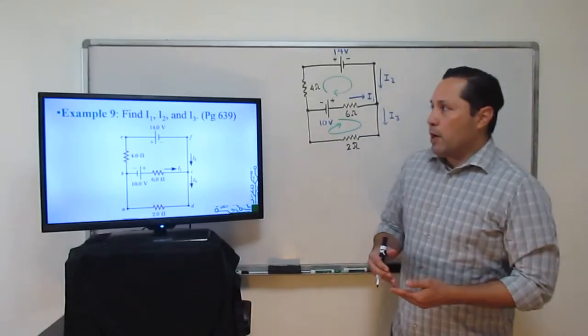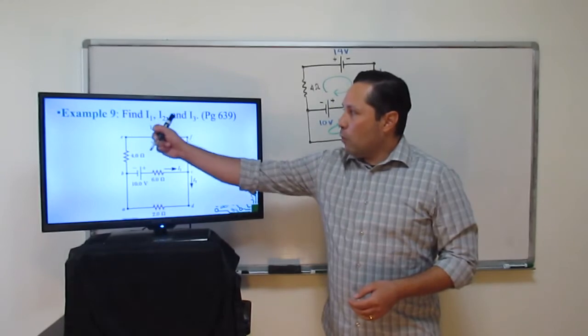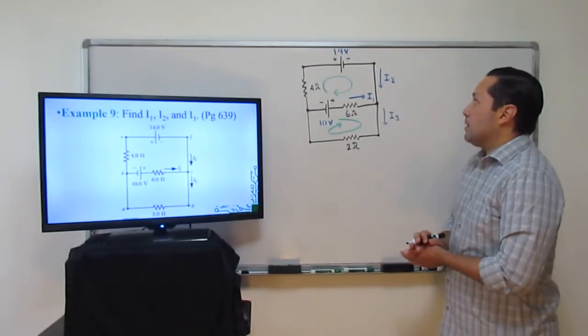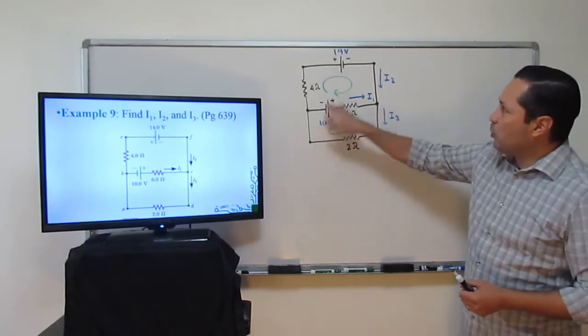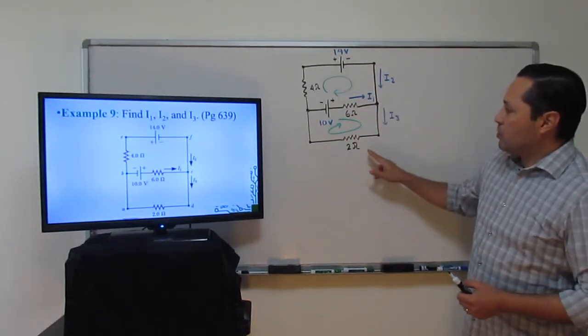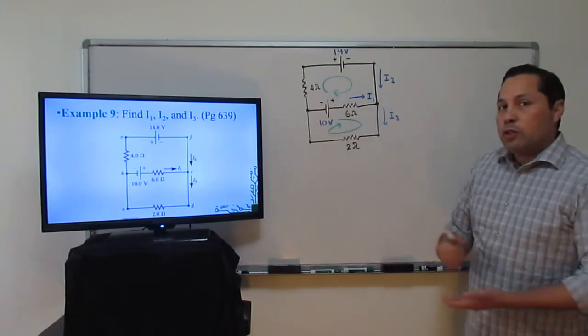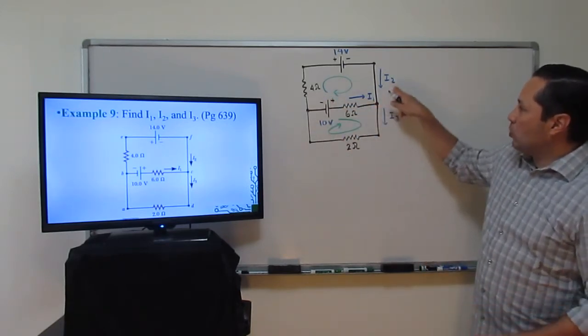In example 9, we're asked to solve for the currents I1, I2, and I3 in this circuit. Now let's take a look at the circuit. It's got two batteries, a 10 volt and a 14 volt battery, and three resistors with 2 ohms, 6 ohms, and 4 ohms as well.